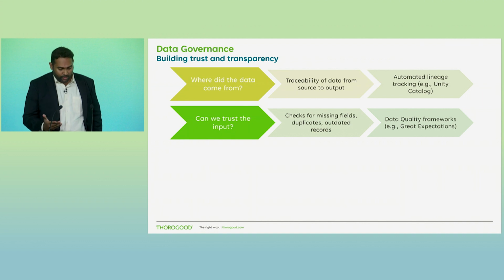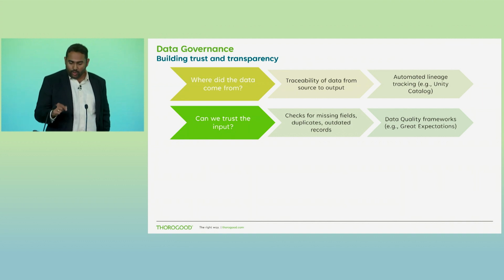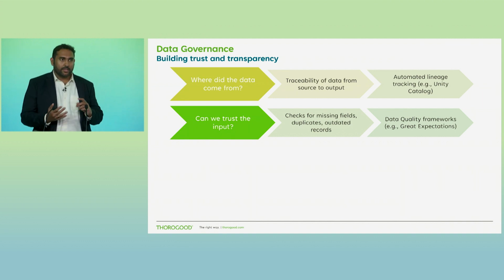Can we trust the input? Data going to our models has to be reliable. Things like missing fields, duplicates, and outdated records may not break your pipeline, but they can quietly damage the output.